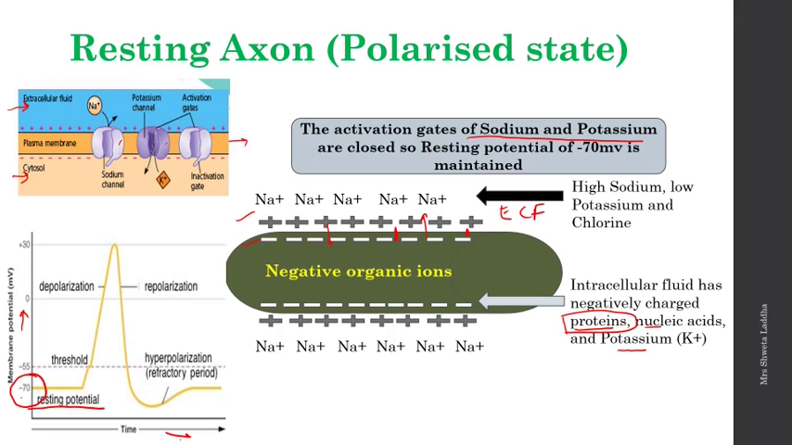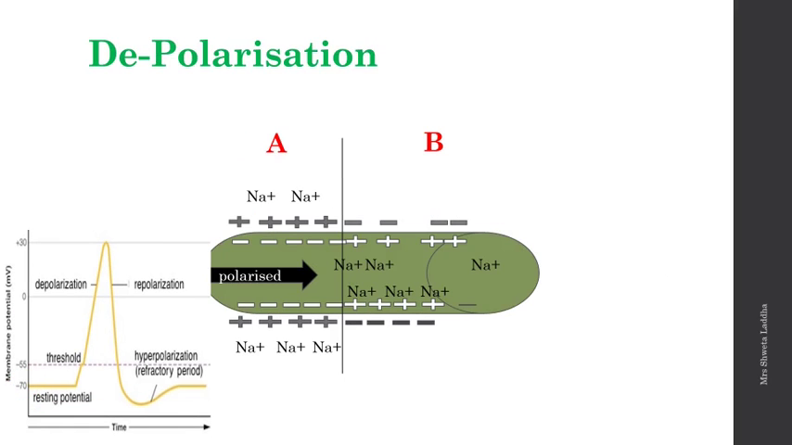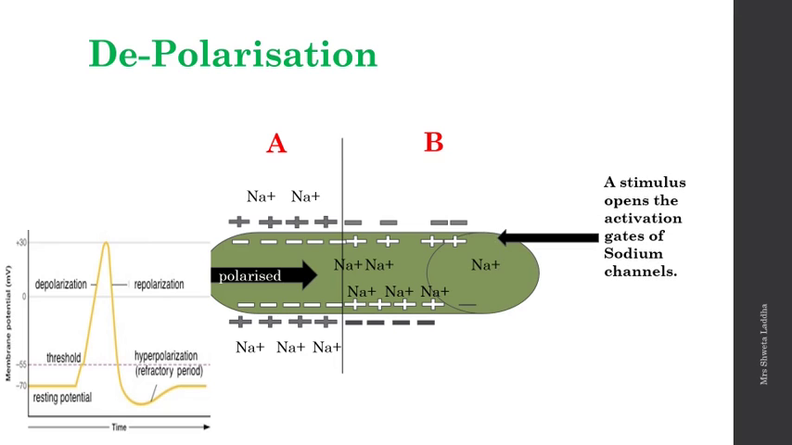Now what happens? Then starts depolarization. What is depolarization? A stimulus comes. Somebody comes and gives a stimulus. Suppose somebody is touching you, or you see something, or you hear something, or you smell something. Such types of stimuli open the activation gates of sodium channels. Whenever a stimulus comes, look at side B now. At A, it is still in the polarized state. Polarized state means outside positive, inside negative. But at the B region, some stimulus has come.